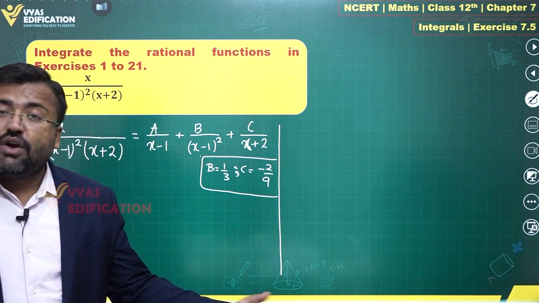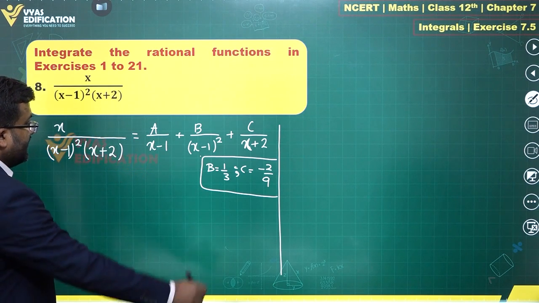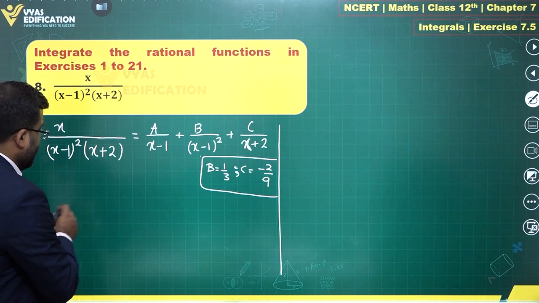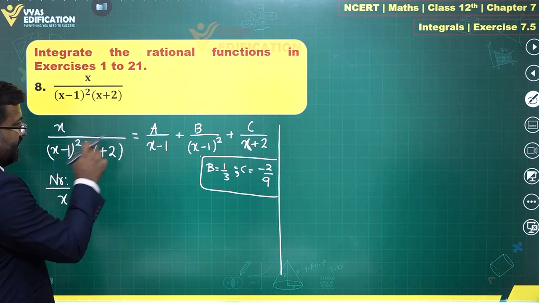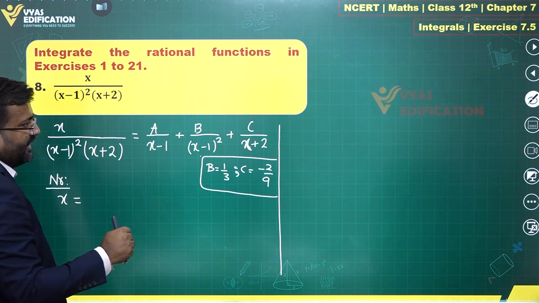Therefore, I can substitute 0 as well, yes. That is another idea to get the value of a. Right. But the longer approach says, okay, that numerator x will be equal to what? Here, you'll have to take the LCM of x minus 1 square, x plus 2.